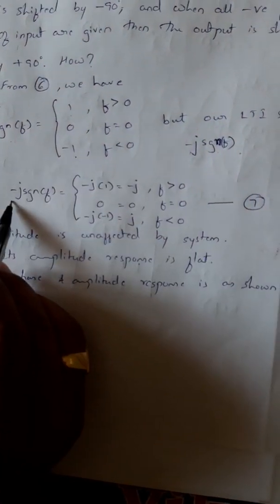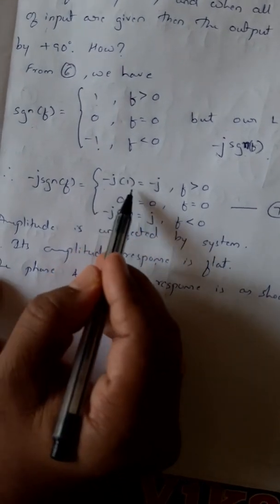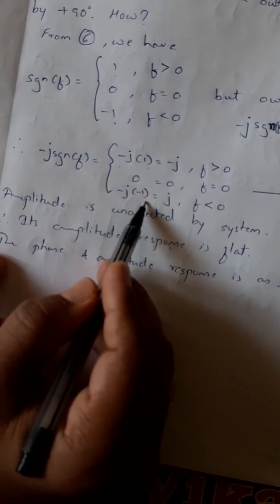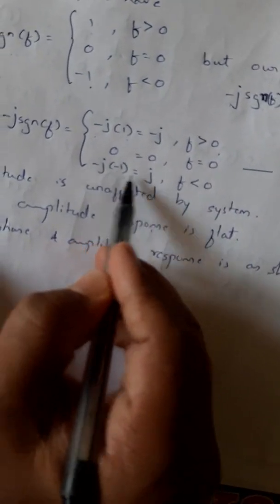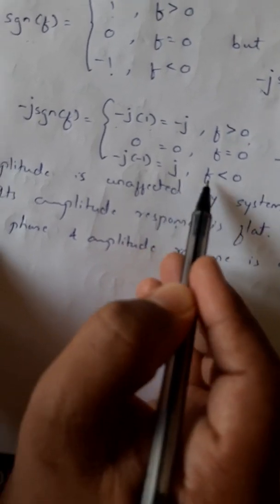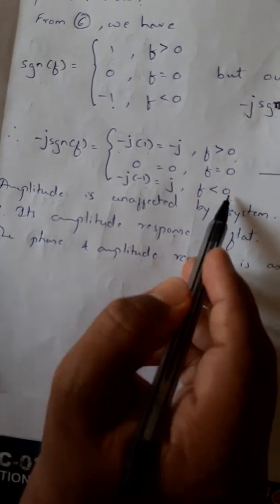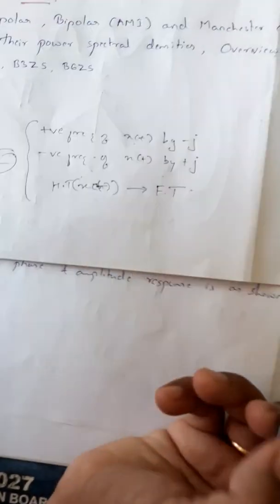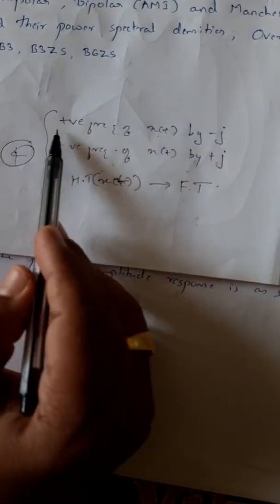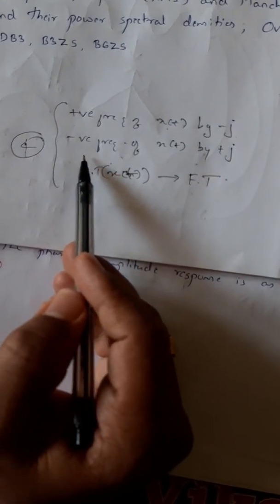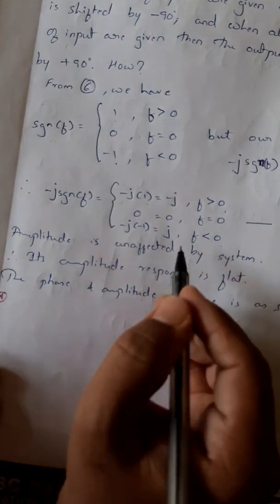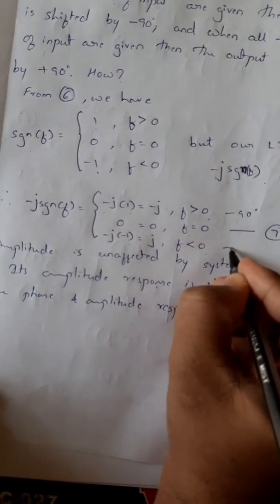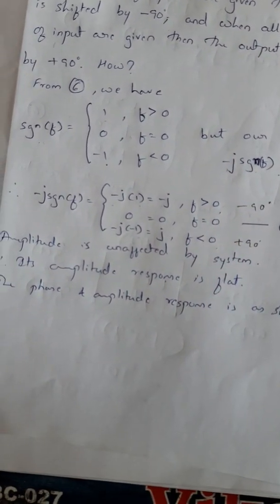So if I multiply minus j to this, minus j into 1, minus j into minus 1, it will be minus j for positive frequencies, and minus j into minus 1 is plus j for negative frequencies. That's what I told at the beginning. I'm going to multiply minus j to the positive frequencies and plus j to the negative frequencies. So minus j means I'm going to shift the signal by minus 90, plus j means I'm going to shift the signal by plus 90.